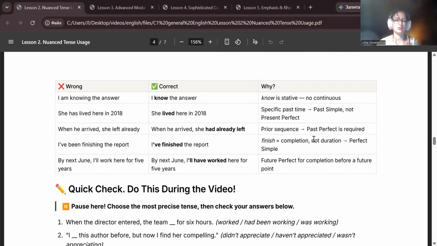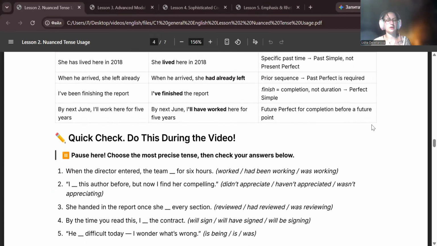By next June, I'll work here for 5 years. By next June, I will have worked here for 5 years. Future perfect for completion before a future point. Pause the video and complete this task, take your time, no need to rush. You can complete this task and then come back here and we will discuss the answers, okay?